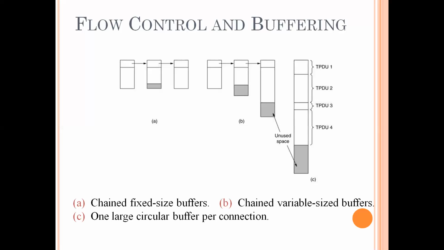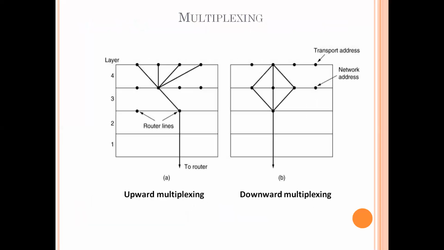Next is multiplexing. Multiplexing is used to select one connection. All the connection applications share the network address. Whenever we are sending or receiving the data, it is called multiplexing. Receiving the data is demultiplexing, where you are distributing into many lines. There are two types of multiplexing, upward and downward.